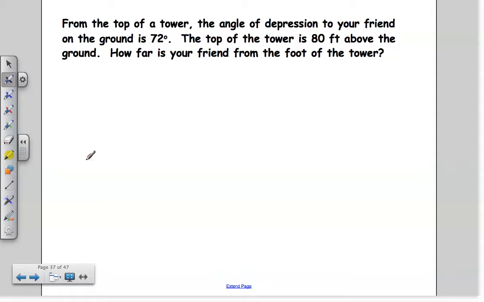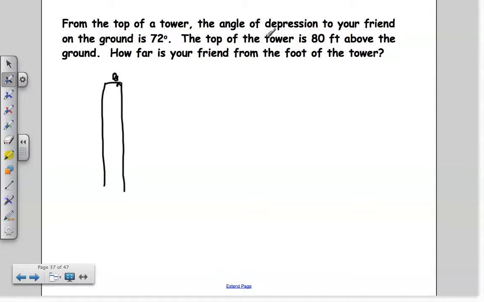Another example, looks like I'm going to need to draw a picture here. From the top of a tower, the angle of depression to your friend on the ground is 72 degrees. The top of the tower is 80 feet above the ground. How far is your friend from the foot of the tower? Okay. I'll draw a really detailed picture of my tower. There it is. From the top of a tower. So you must be like up here.